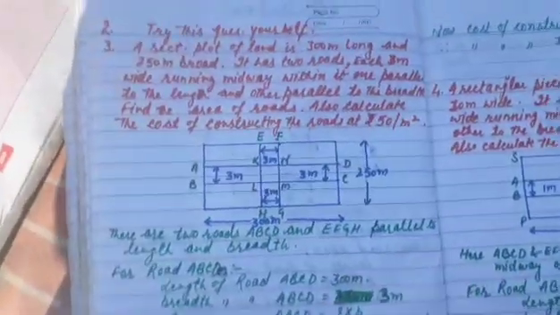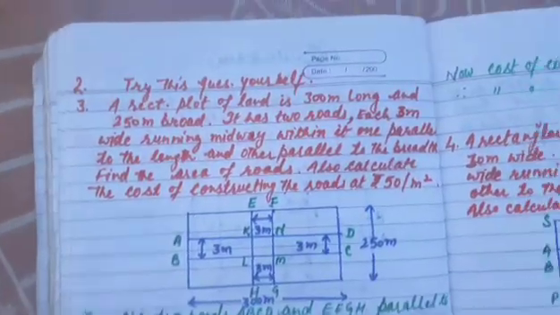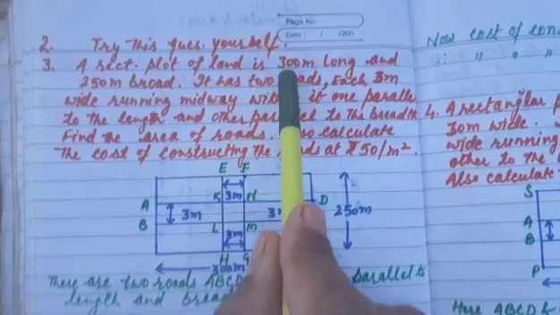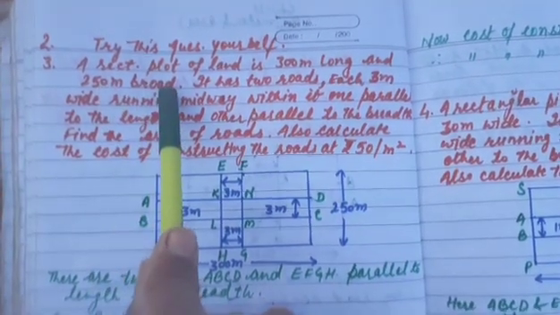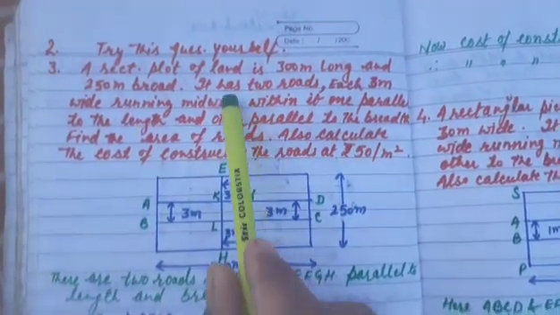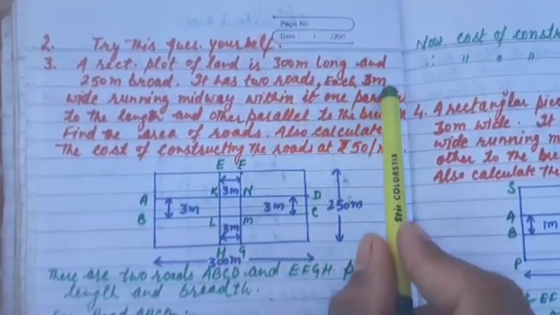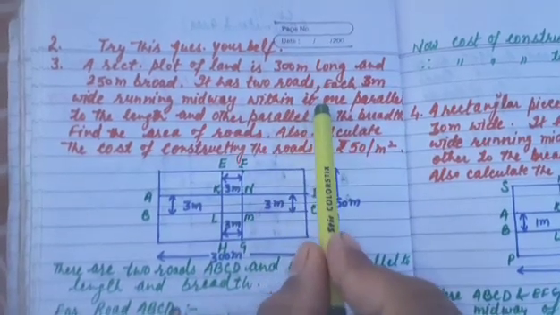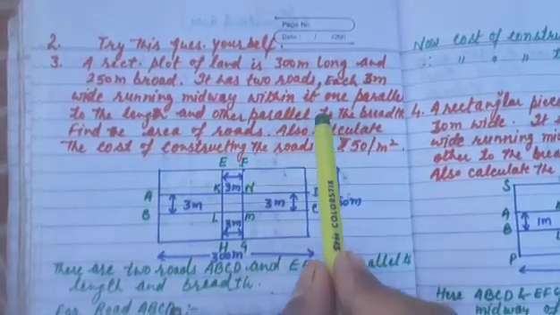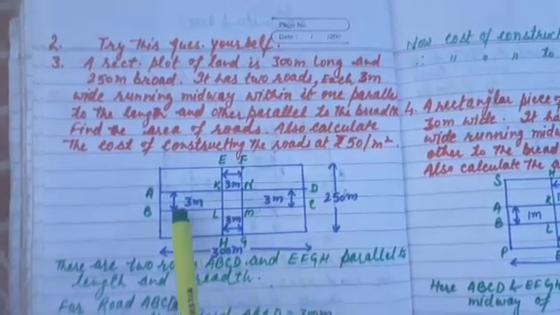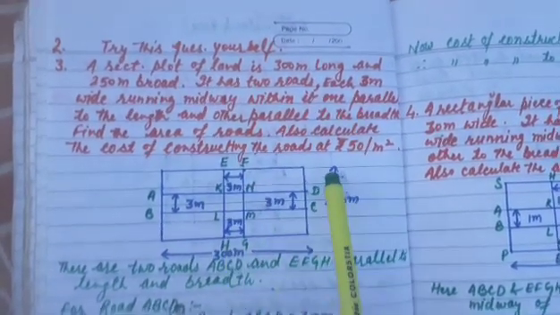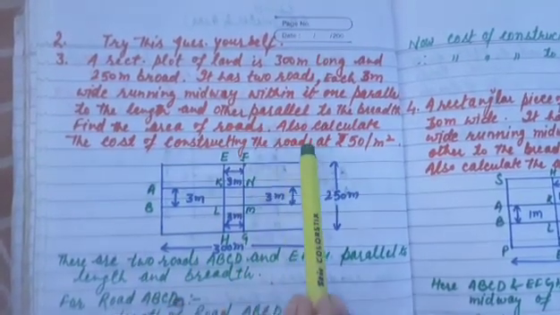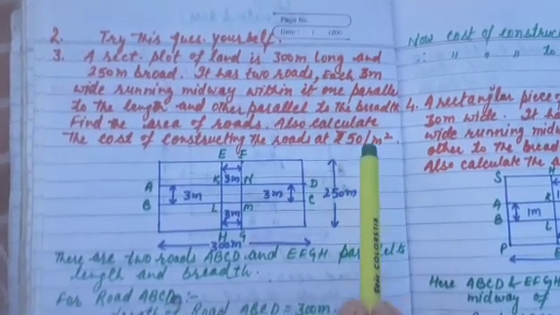Now the second is the same as it is, you have to try it yourself. But question number 3: a rectangular plot of land is 300 meter long and 250 meter broad. It has two roads, each 3 meter wide, running midway within it, one parallel to the length and the other parallel to the breadth. This road is parallel to the length and this road is parallel to the breadth. Find the area of roads. Also calculate the cost of constructing the road at rupees 50 per meter square.